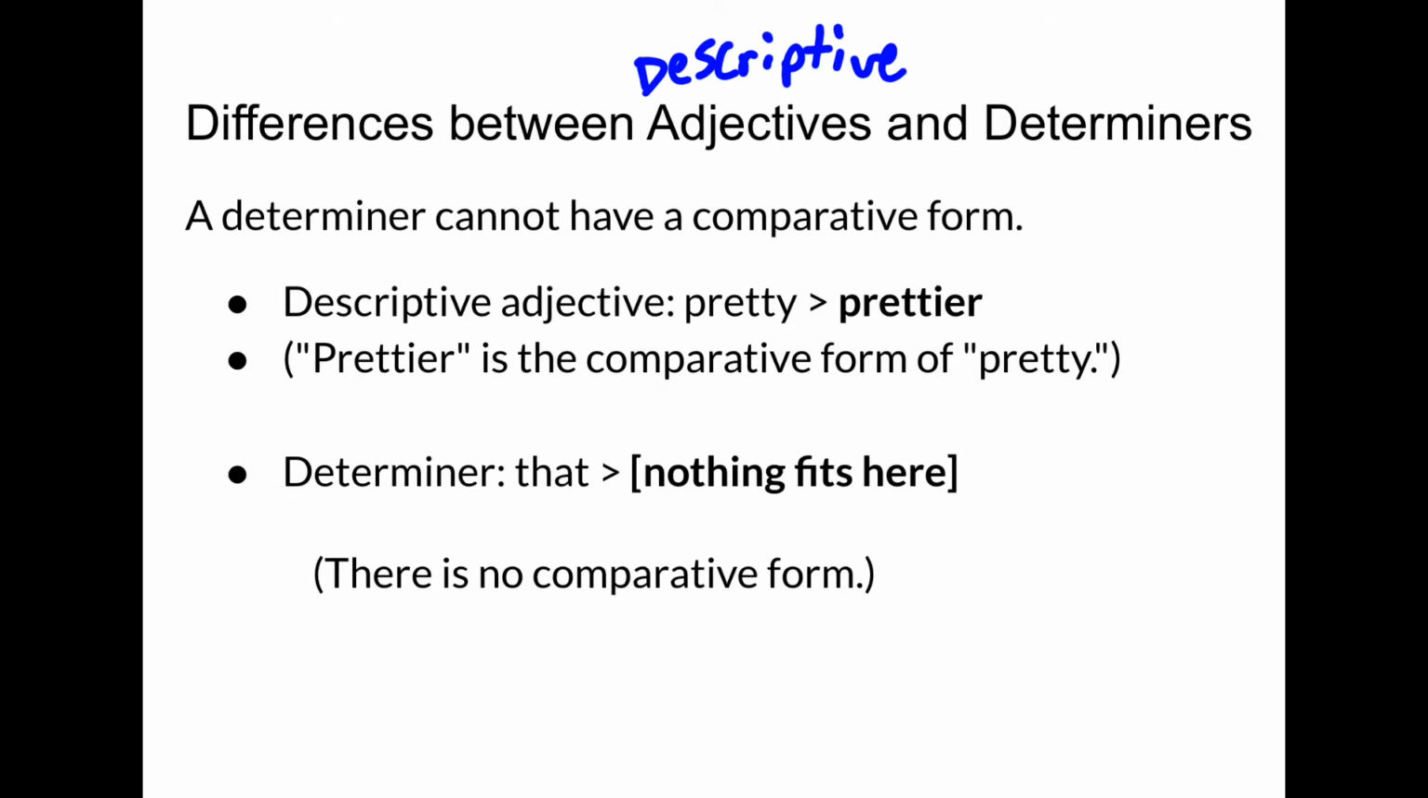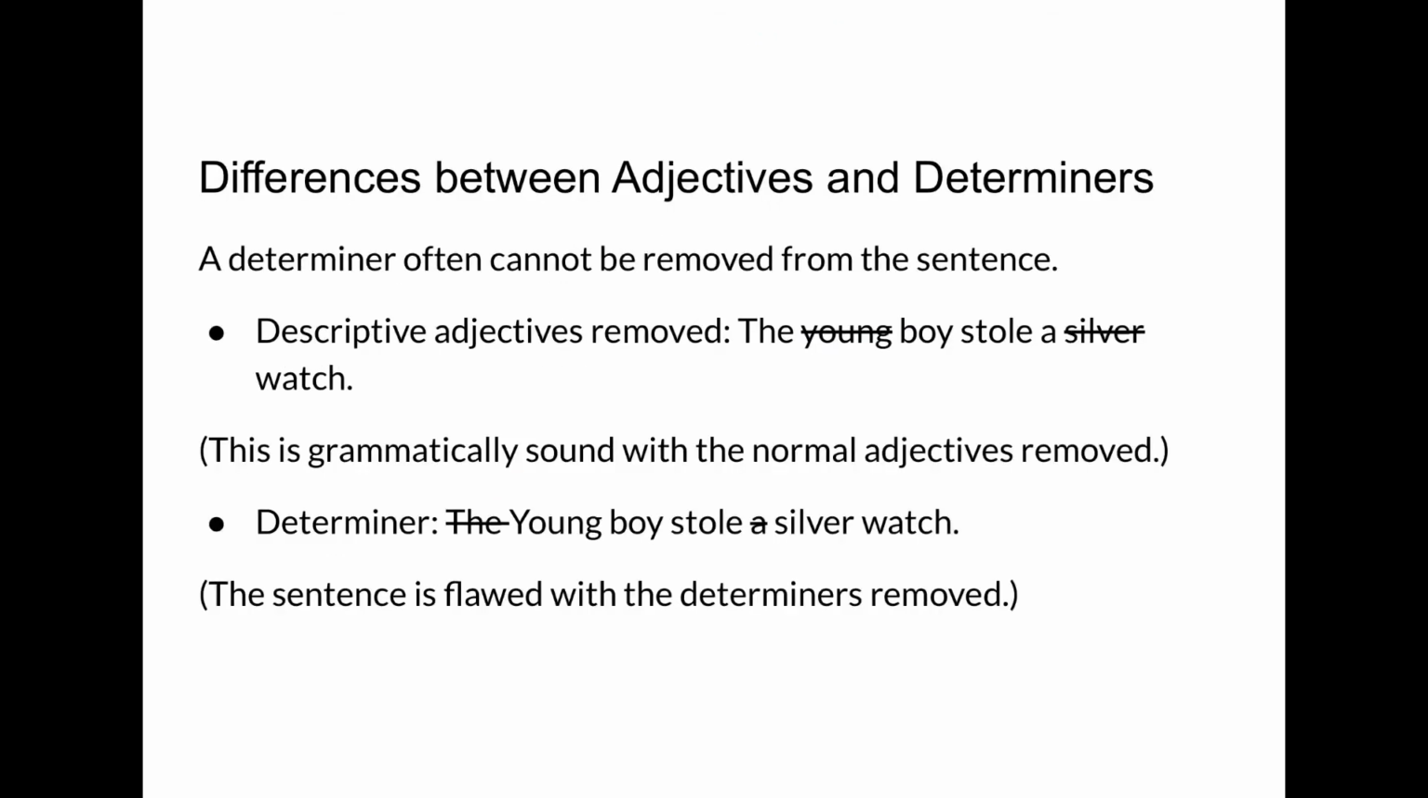Let's talk about some of the differences between descriptive adjectives and determiners. A word like pretty, we can change that to prettier. That's in the comparative form. A determiner, like that, doesn't have a comparative form. Also, a determiner often cannot be removed from the sentence. If you cross out young and silver, does the boy stole a watch still make sense? I'd say so. Would it make sense to say young boy stole silver watch? Probably not. The sentence is flawed with the determiners removed.